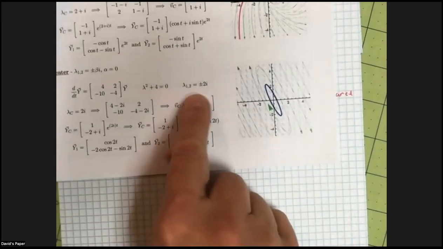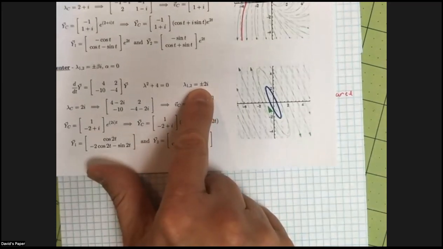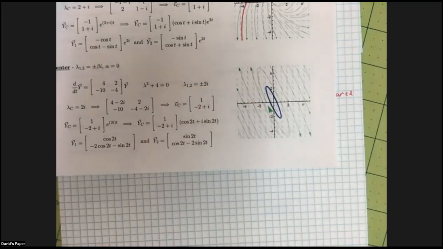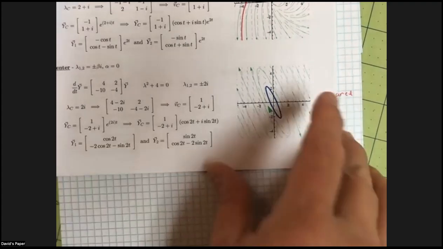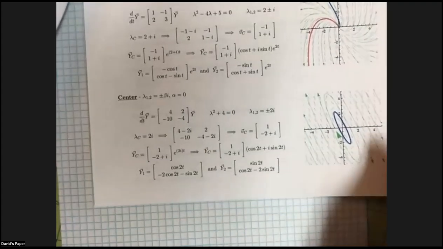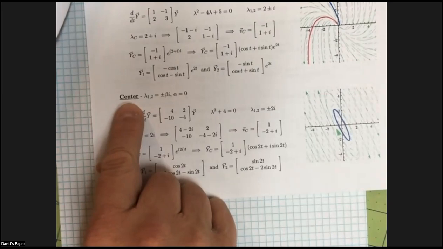But what happens if I have complex eigenvalues with zero real part? Well, what I have is spiraling that neither grows nor decays. So let's give it a name, right? Orbit, that'd be good. But the name people give it is center. Okay, we're not doing too bad.